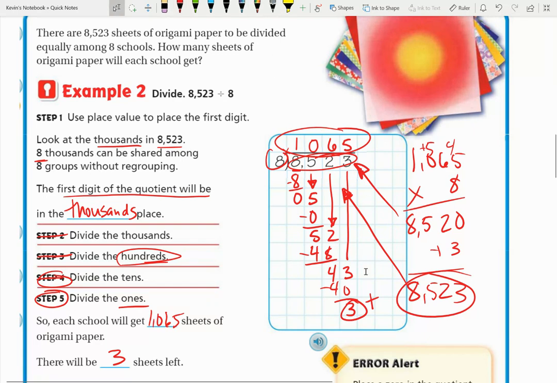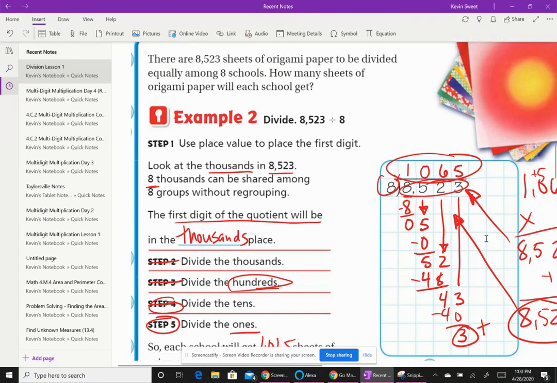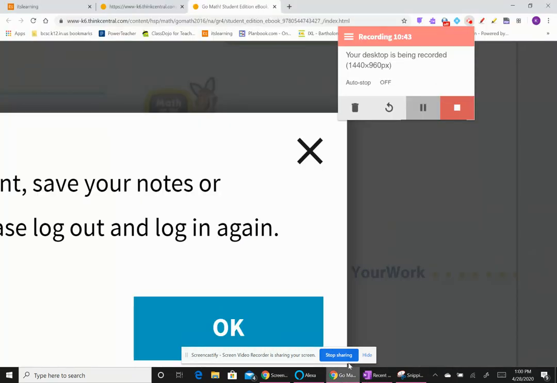So this is the regrouping. Go ahead and pause the video, review if you need to. This is the method you like. I will see you for problem number 1.